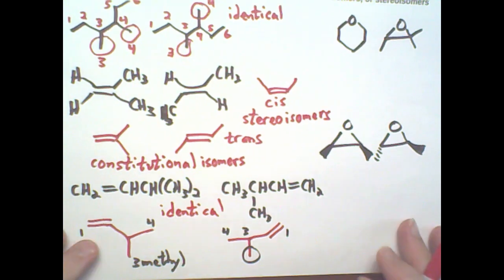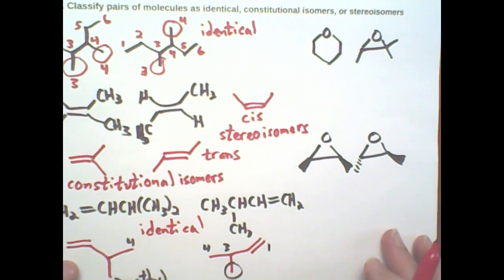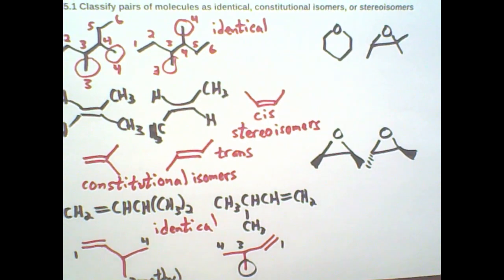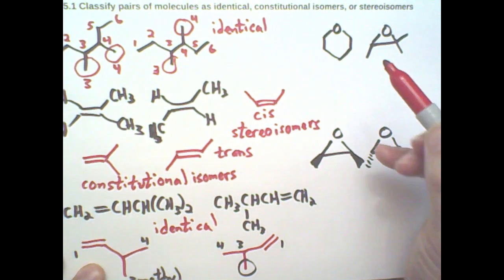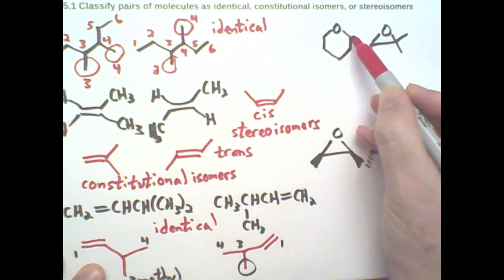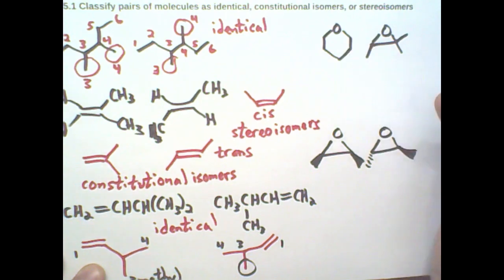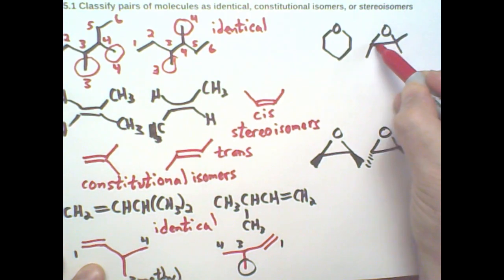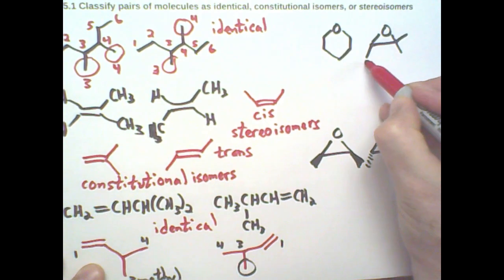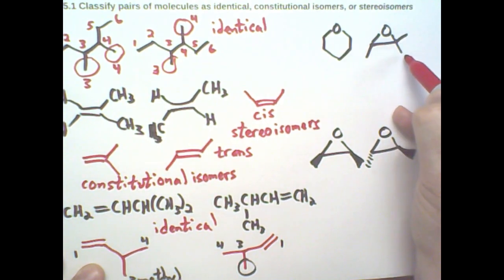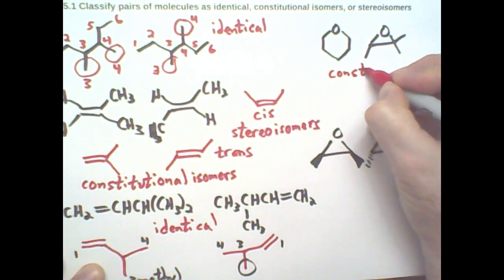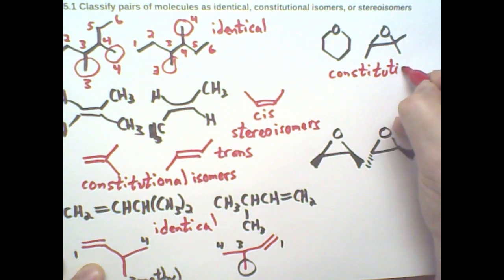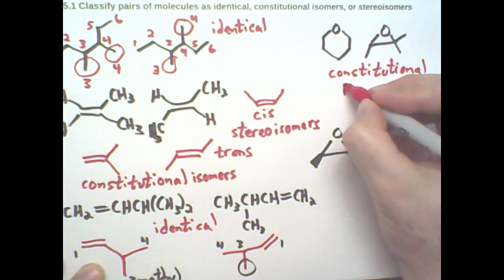Let's look at a couple other examples of isomers. Here I've drawn an ether, a cyclic ether. It's got 1, 2, 3, 4, 5 carbons. And here I've got an epoxide with 1, 2, 3, 4, 5 carbons. So these are constitutional isomers.